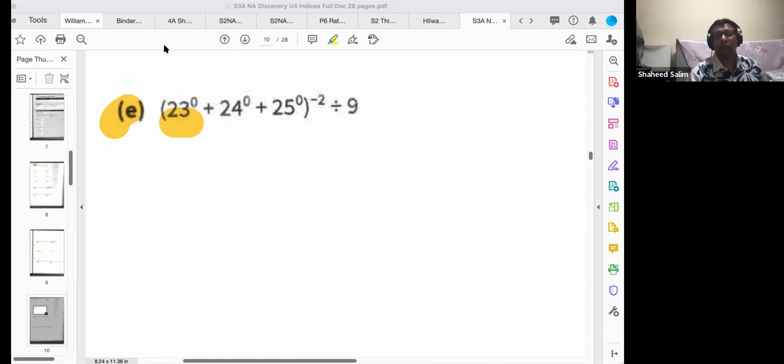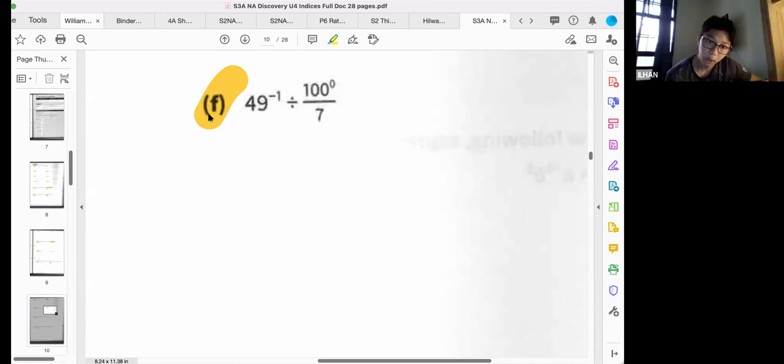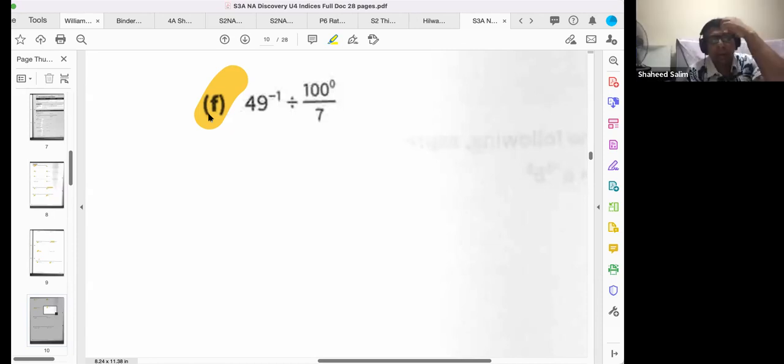We do the very last one again. Very last one. Don't be tricked. I notice you are always tricked by to the power 0 and to the power 1, you think it's the same. Not the same. 100 to the power 0, what's the answer? 1, okay.